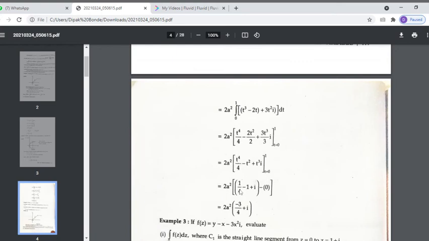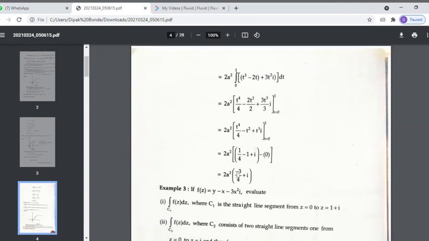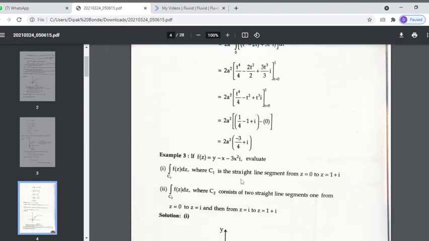Put the first limit, 1 by 4. If you put t square, the first limit is 1, so 1 square is 1. So 1 by 4 minus 1 minus I, and if you put the second limit t is equal to 0, then it becomes 0. So this is 2a square into (minus 3 by 4 plus I). This is our answer.